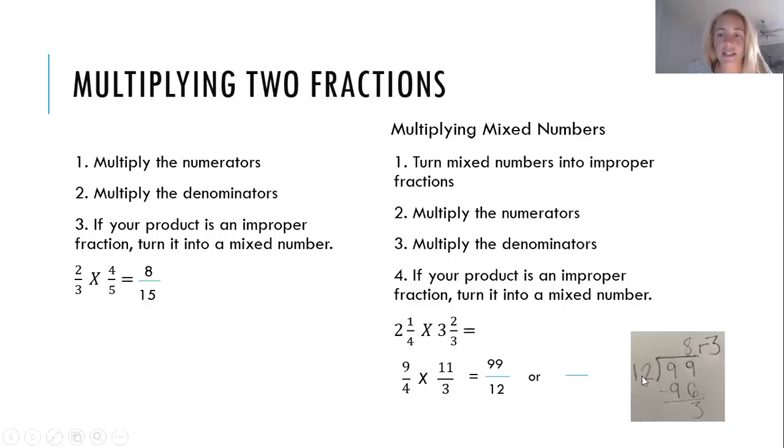So now the important thing is these three numbers and where I'm going to put them. So my whole number in my answer is 8, and that is going to become the whole number in my mixed number. So I'm going to go ahead and move that 8 out to the side. My remainder, the 3, becomes my numerator. So I go ahead and put that up there. And my denominator stays the same. So now I have 8 3/12. That is the answer to this problem.